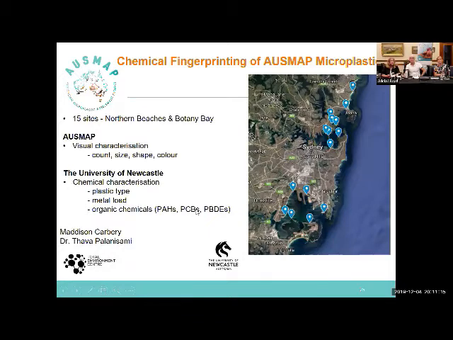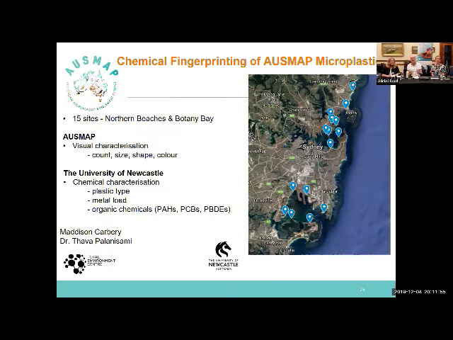The other thing we're doing with the plastics that come in is looking at the contaminants on the plastics. Through our colleagues at the University of Newcastle, they've been looking at metal contaminants and things like PAHs, PCBs and other nasty organic chemicals on the plastics that are submitted. We've got some data from Sydney, and there are 15 sites, and basically every site is showing extreme levels of metal loads.